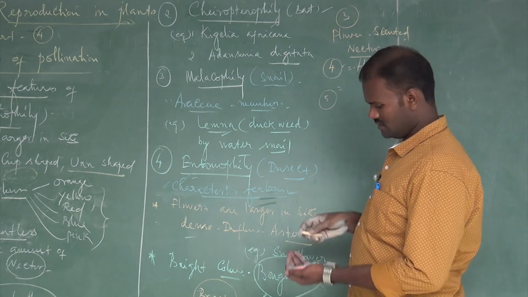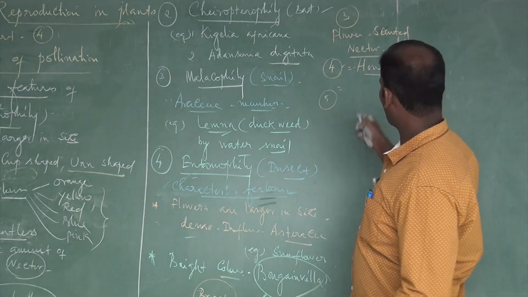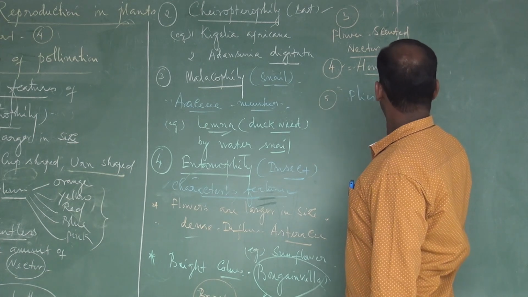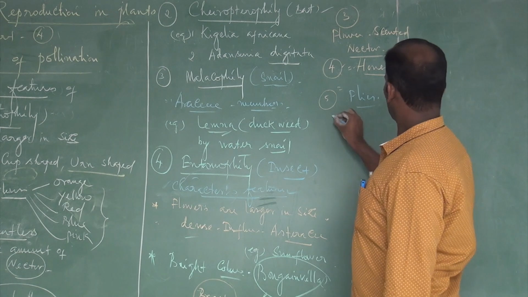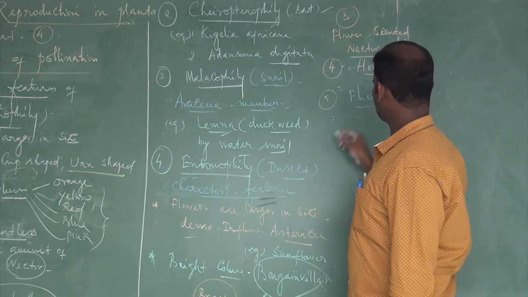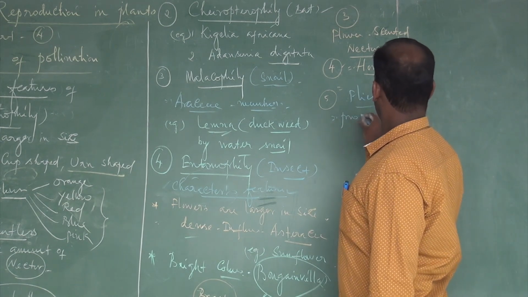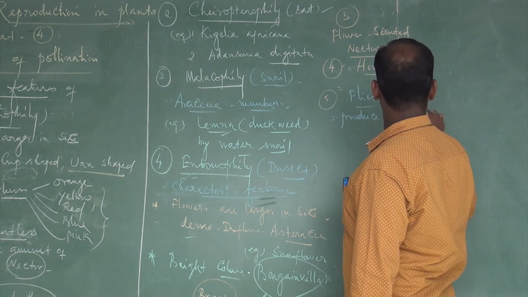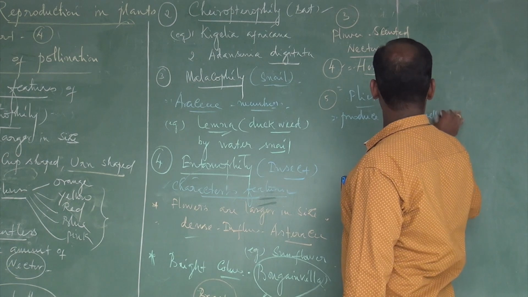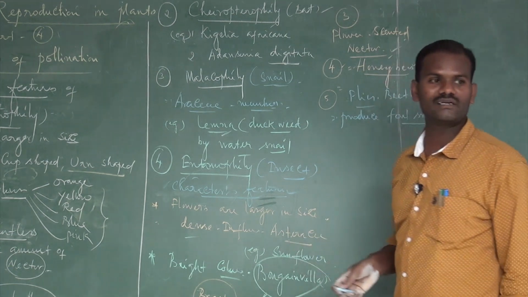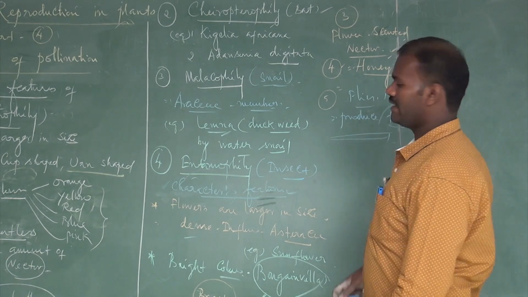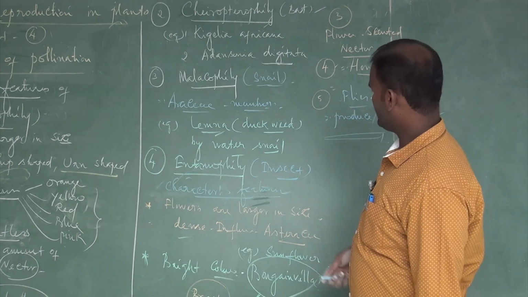The next, the flowers pollinated by flies or beetles produce a foul smell. Foul smell, I mean unpleasant smells, to attract the visitors. So these are the characteristic features of entomophilous flowers.